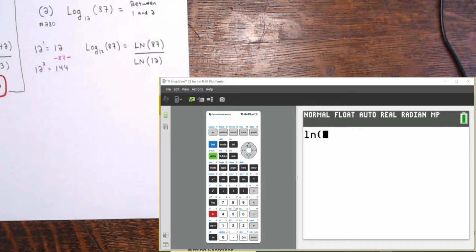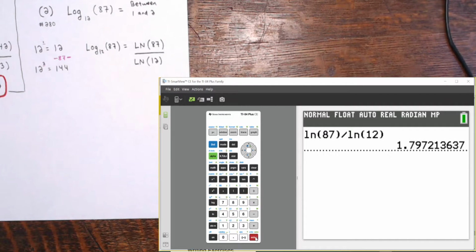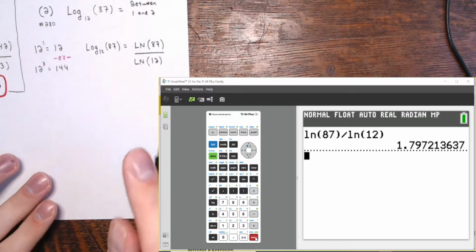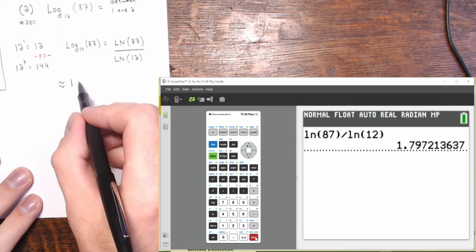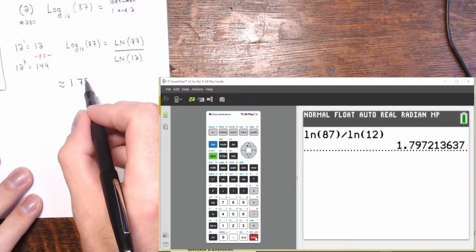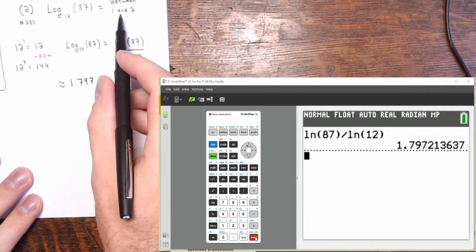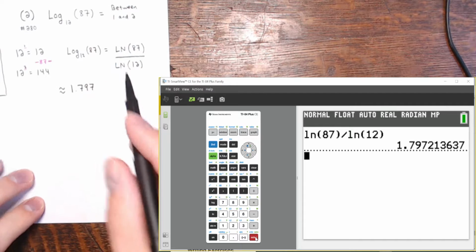So natural log of 87 divided by the natural log of 12, and it's about 1.797 if I was rounding to the nearest thousandth, right? 3 decimal places. This is approximately 1.797, which is like I said it was going to be. I said it was going to be between 1 and 2, which it is.